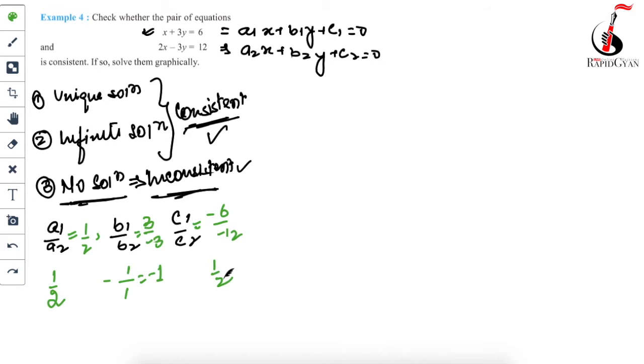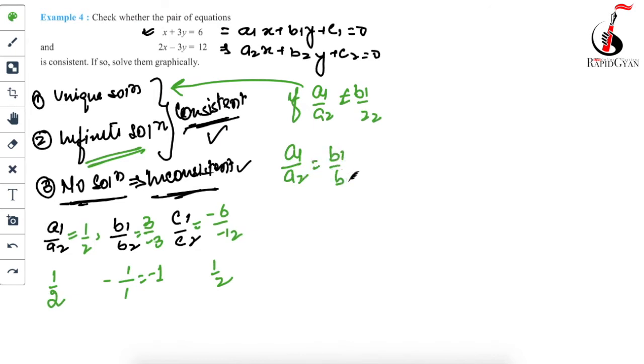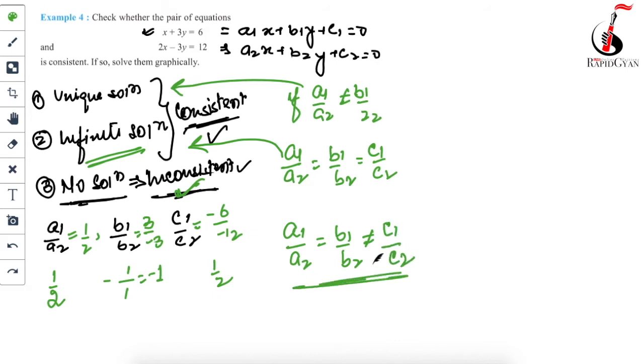If you remember, there are three conditions. If a1 upon a2 is not equal to b1 upon b2, this is the case of a unique solution. What is the case of infinite solutions? The case of infinite solutions is that a1 upon a2 is equal to b1 upon b2 is equal to c1 upon c2. And what is the third case, of no solution? The third case of no solution is a1 upon a2 is equal to b1 upon b2 is not equal to c1 upon c2. This is the case of no solution.